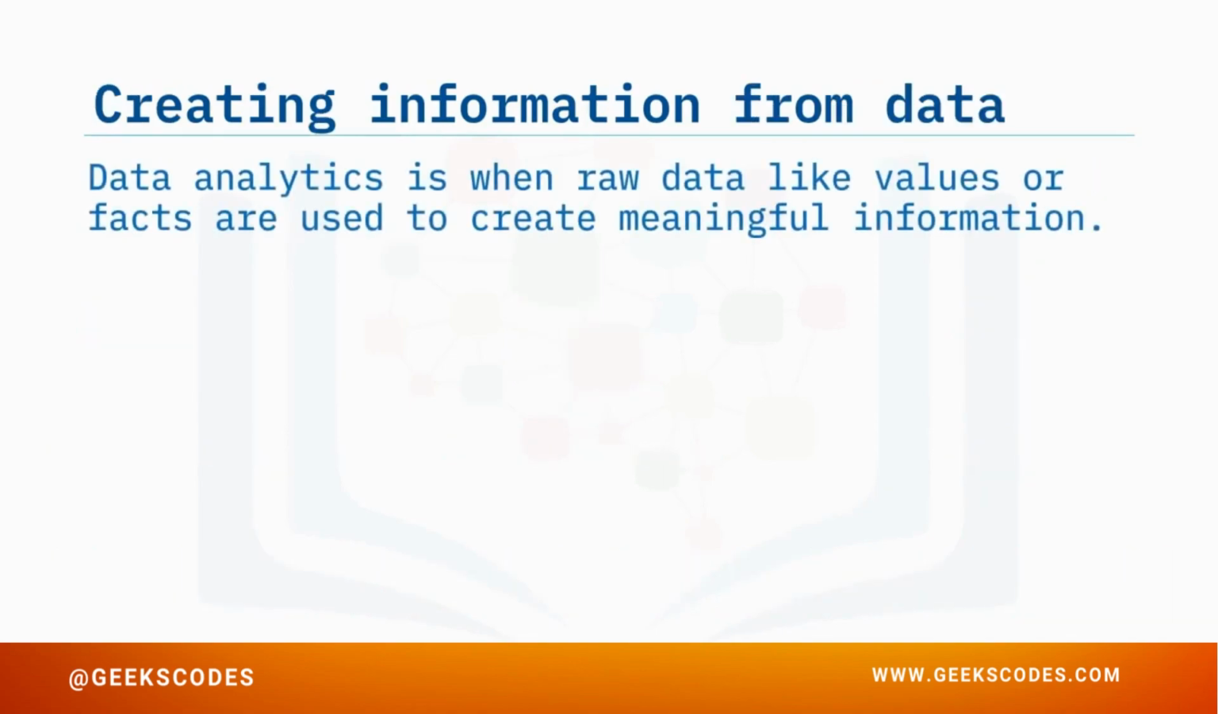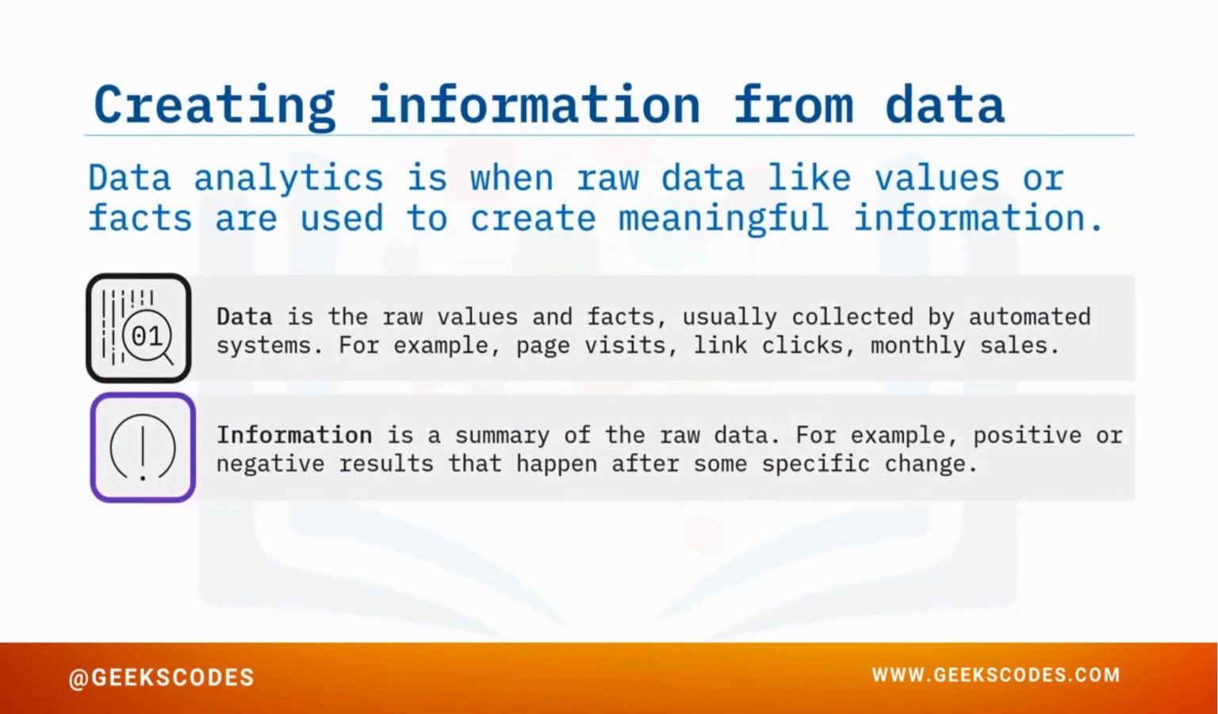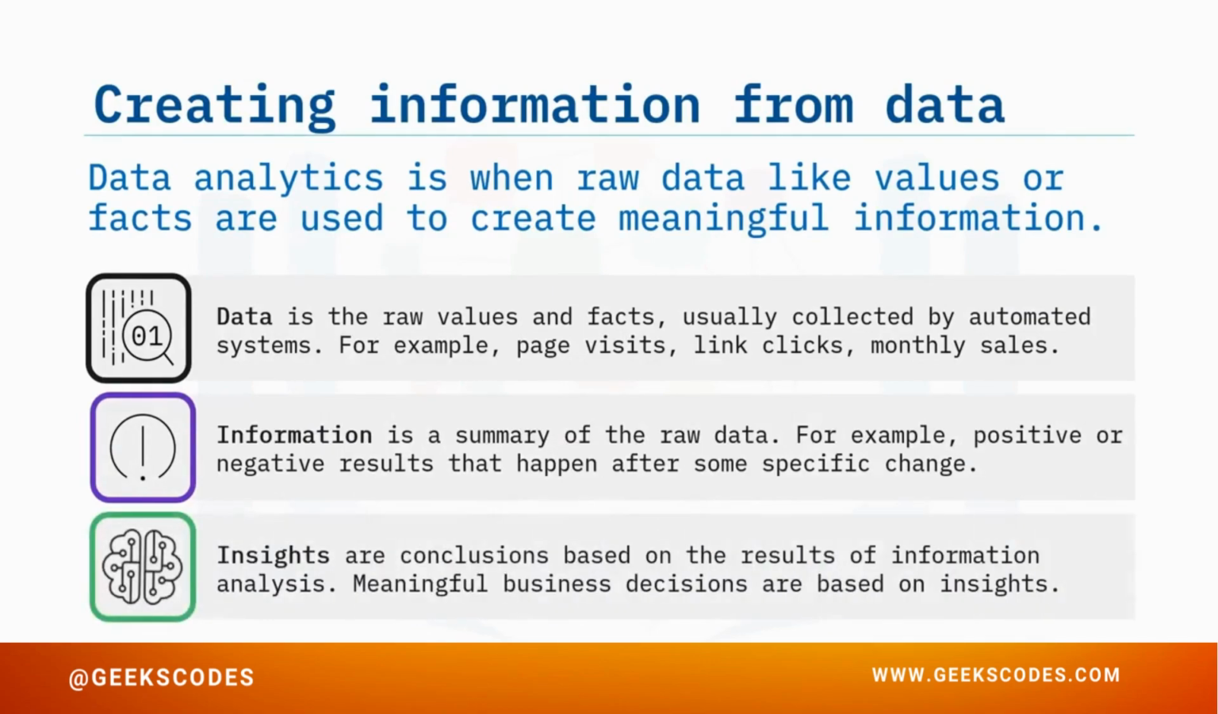Data analytics is when raw data like values or facts are used to create meaningful information. Data is the raw values and facts usually collected by automated systems, for example, page views, link clicks, and monthly sales. Information is a summary of the raw data. For example, positive or negative results that happen after some specific change. And insights are conclusions based on the results of information analysis. Meaningful business decisions are based on insights. For example, if a positive trend occurs after store hours are changed, the right business decision would be to maintain those new hours.